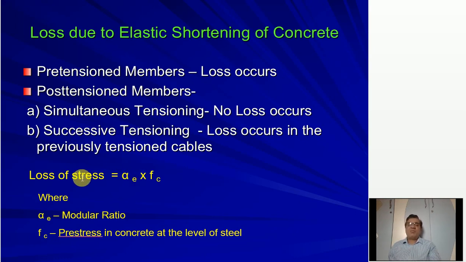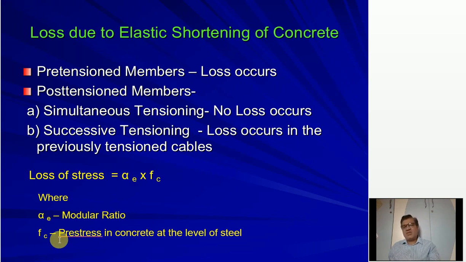Well, loss of prestress due to elastic shortening is given by the equation alpha E into Fc. What is this alpha E? It is called the modular ratio. So it is nothing but Es upon Ec, the ratio of modulus of elasticity of steel to the modulus of elasticity of concrete, and Fc is the stress in concrete at the level of steel.